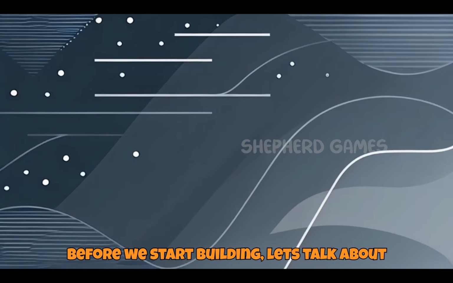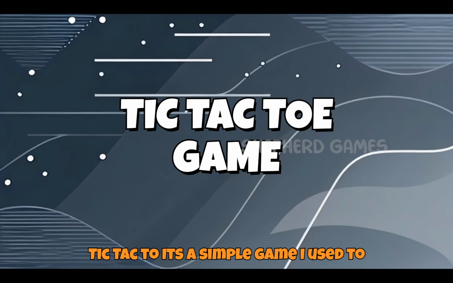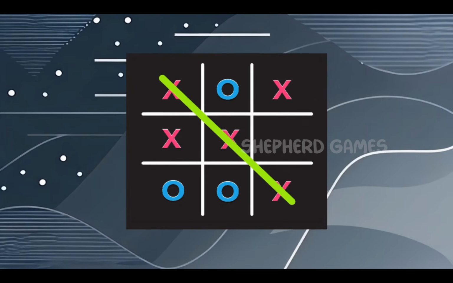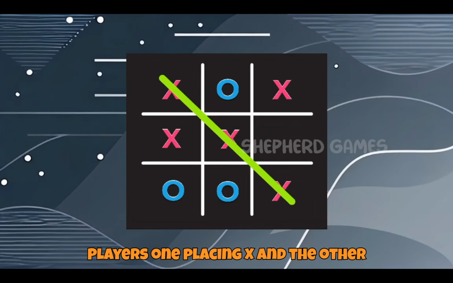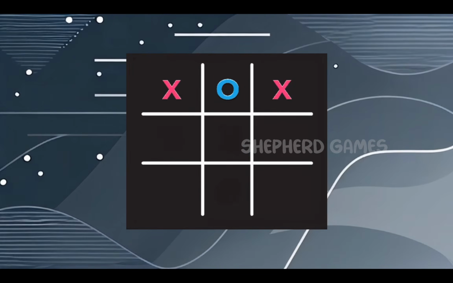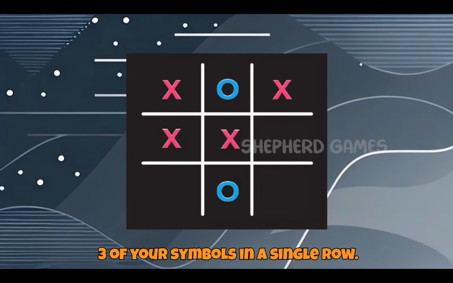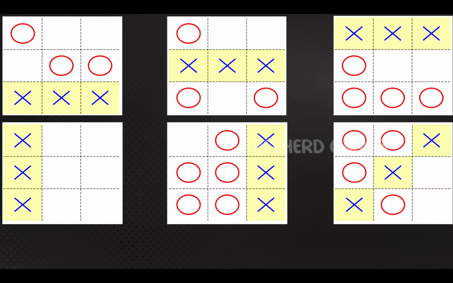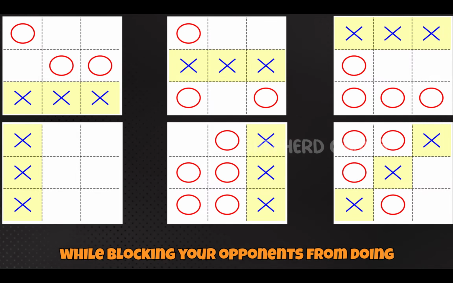Before we start building, let's talk about Tic Tac Toe. It's a simple game I used to play back in school. The game uses a 3 by 3 grid, with two players, one placing X's and the other placing O's. The goal is to place three of your symbols in a single row, horizontally, vertically, or diagonally, while blocking your opponent from doing the same.